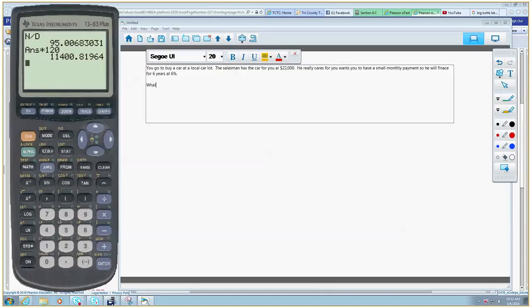What is your monthly payment? And how much did you actually pay for the car after 6 years?